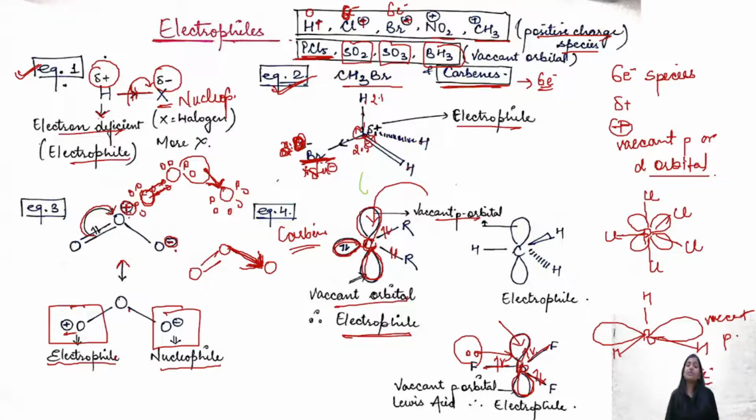So any species showing affinity for electrons, showing a tendency to accept electrons, is said to be electrophilic in nature. Whatever the reason, either a positive charge, a partial positive charge, an incomplete octet, or even a complete octet but with a vacancy for the upcoming electrons, or the presence of a vacant p or d orbital. Because ultimately your octet is complete, but still you are accepting electrons. Irrespective of whether the octet is complete or not, any species that accepts electrons is said to be electrophilic in nature. Got it? That's why all the species which are Lewis acids are said to be electrophilic in nature.